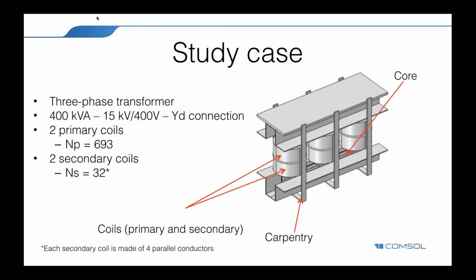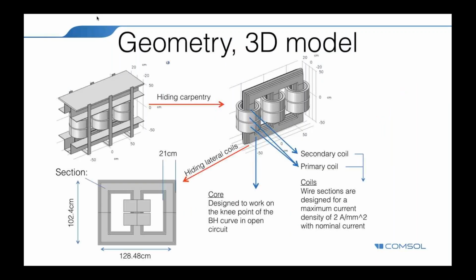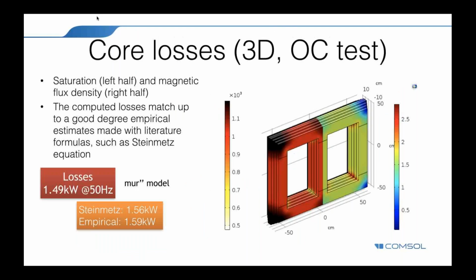We have the primary and secondary windings, and you can see the number of turns and other parameters of the model. This is the layout, so you can see that the core is laminated. We will use a nonlinear BH curve for that purpose, and we will have some plot results. So you can see the saturation and the magnetization in this one 3D domain.